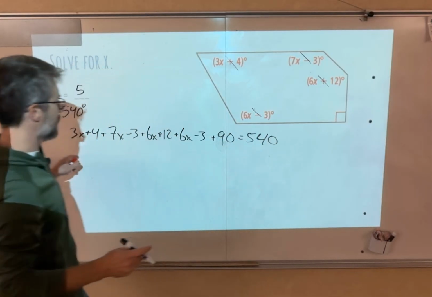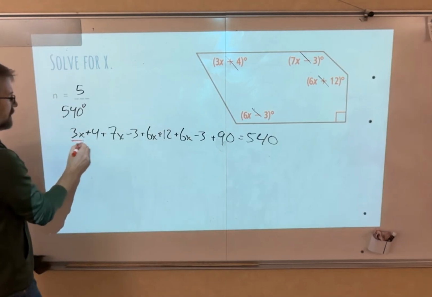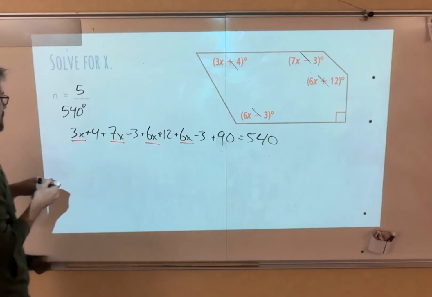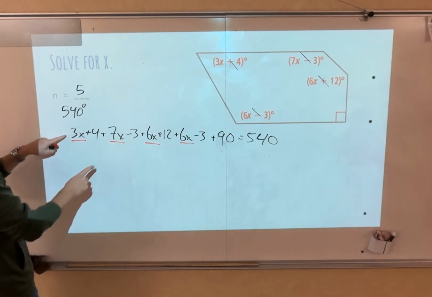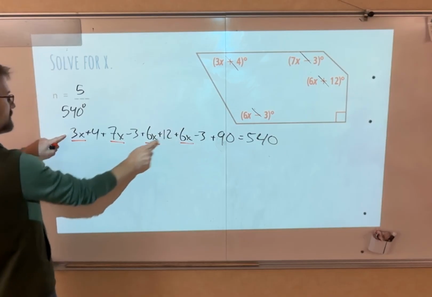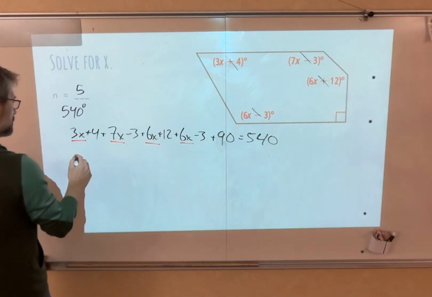How is that for an equation? It's actually not that tough. We can do this. We just have to be careful and stay organized. Let's start by adding all of our like terms. We've got 3, 7, 6, and 6 for the x's. So that's 10, 16, 22x.